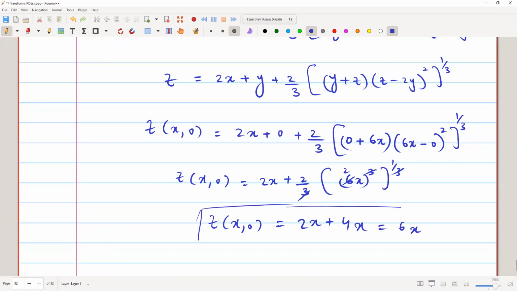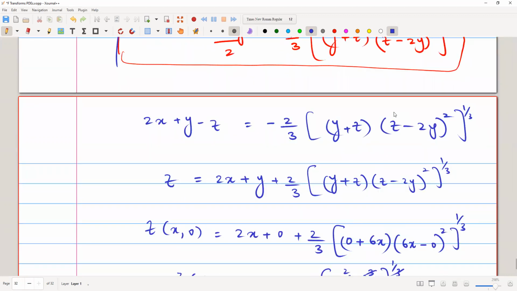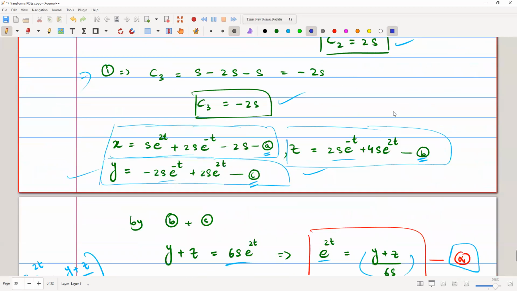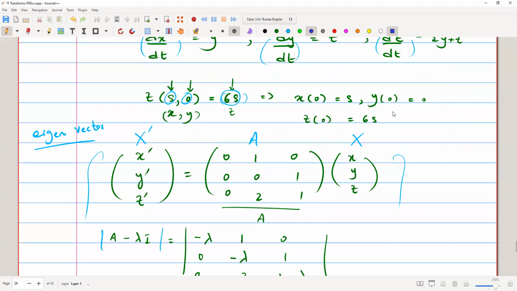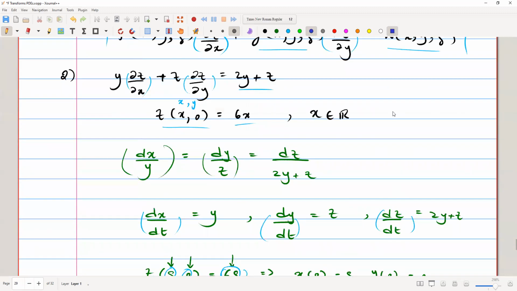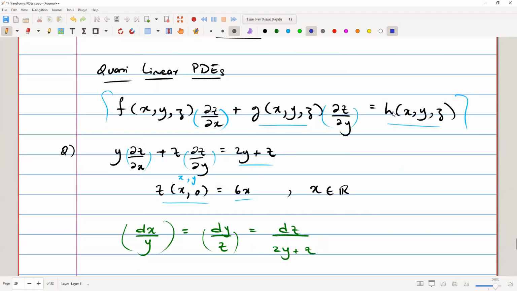So you see the initial condition is verified, and we can also verify the equation by taking the partials with respect to x and y, and then plugging into the equation to verify. So I hope you will understand this lesson and the steps that are required for solving a quasi-linear partial differential equation of order 1. That's all for the time being.